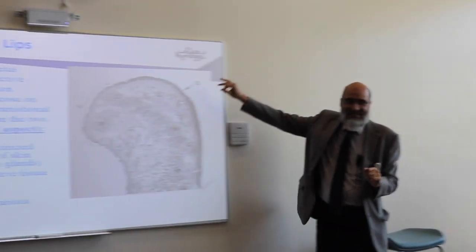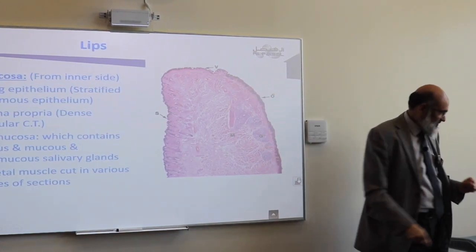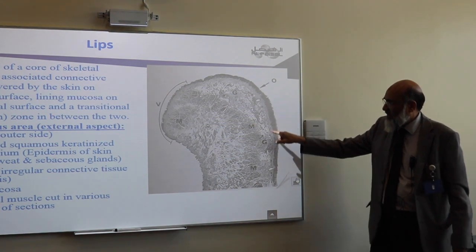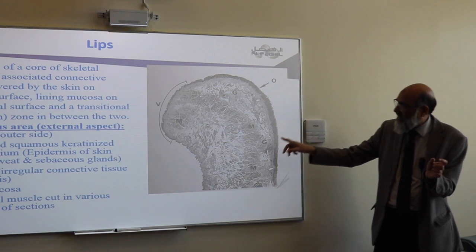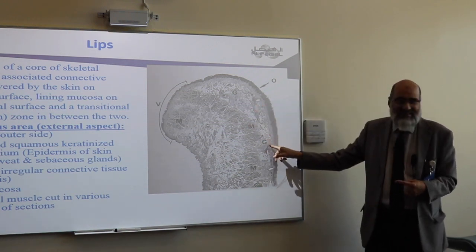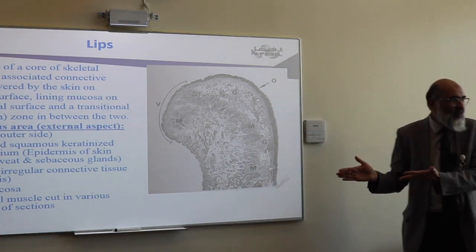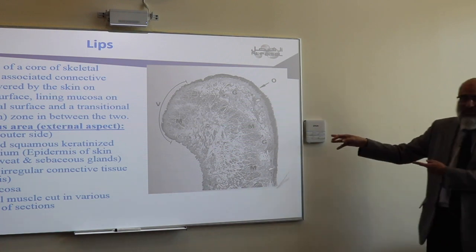Now, start with the oral side. What will be the first tissue? Second tissue? It will be oral mucosa. And then what will be the third? Glands. And what will be the fourth? So do I need to explain to you the histology of the lip from the inner side? You know it, with the details of the tissue layers?